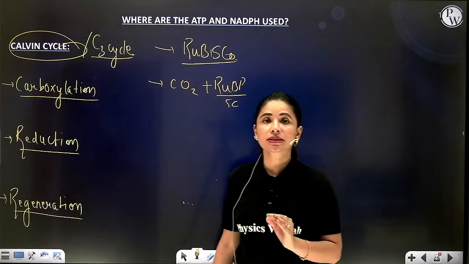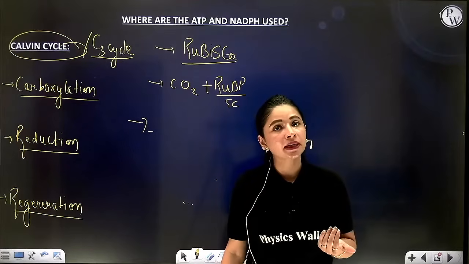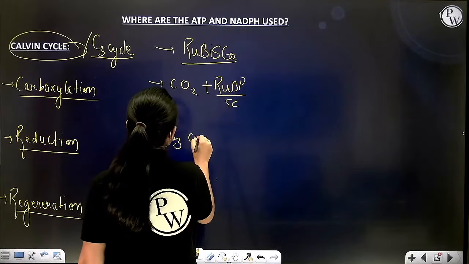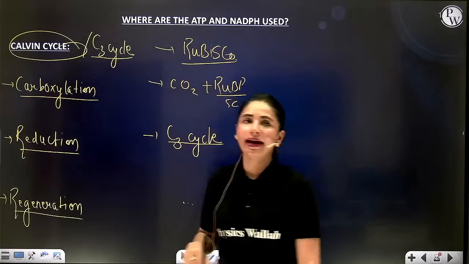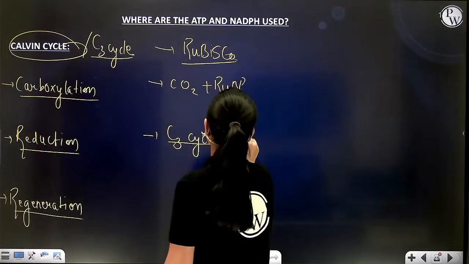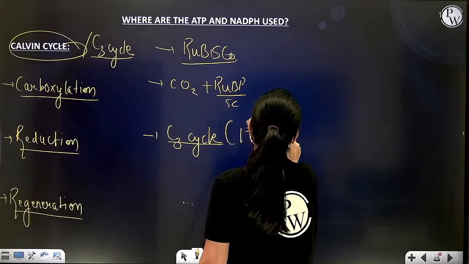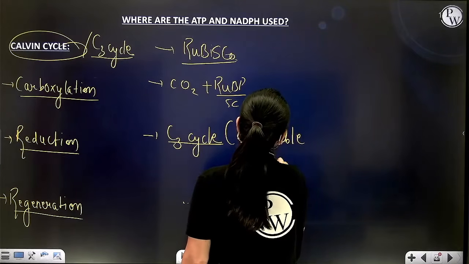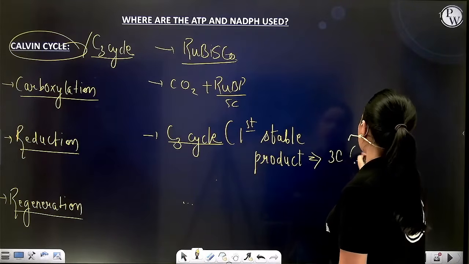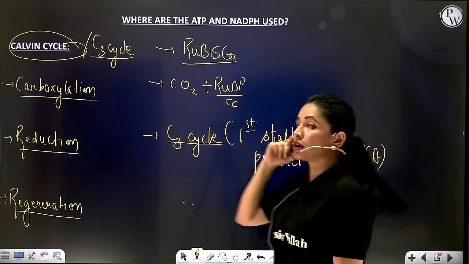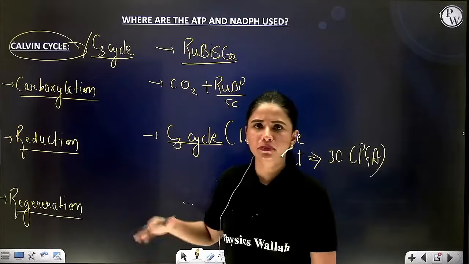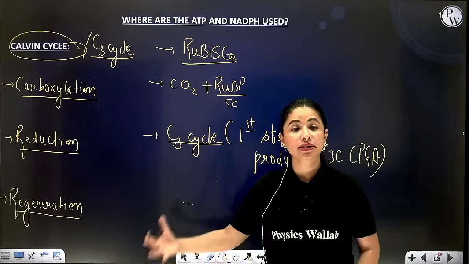Since the first stable product is a 3-carbon compound, that is why this cycle is also known as C3 cycle. Correct? Why? Because the first stable product in the C3 cycle is a 3-carbon compound, that is phosphoglyceric acid. Right?